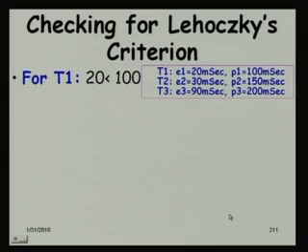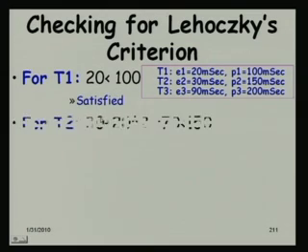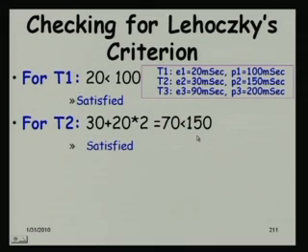We can also use the formula that we had given. For the first task, no higher priority tasks exist. So 20 is less than 100, and the Lehoczky criterion is satisfied for T1. For T2, there is only one higher priority task, that is T1, which each time takes 20 milliseconds, and in 150 milliseconds it will arise ceiling of 150 by 100, which is 2 times. So 2 into 20 plus 30 is 70, which is less than 150, satisfied for T2 also.